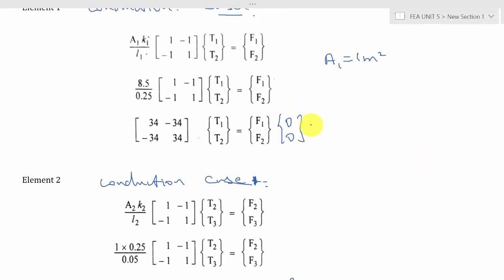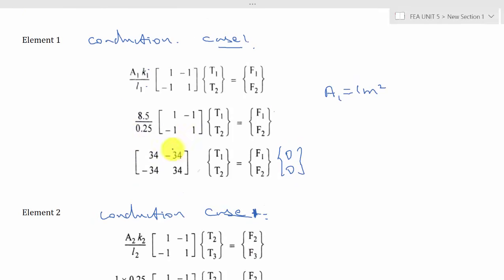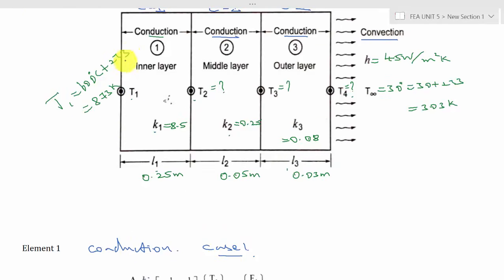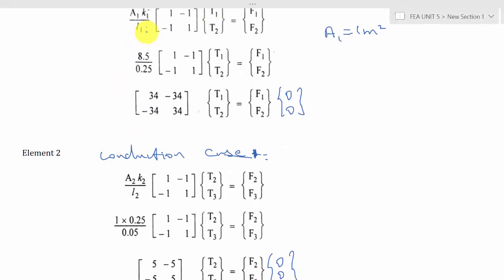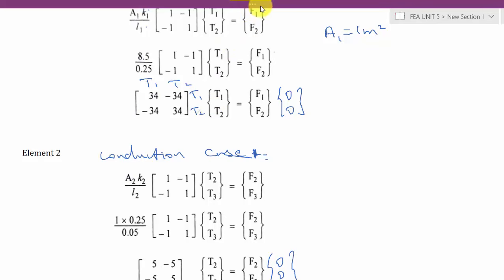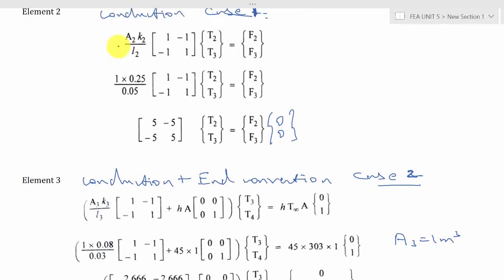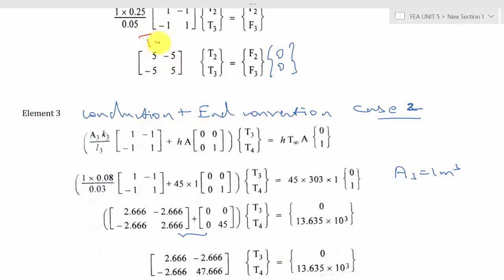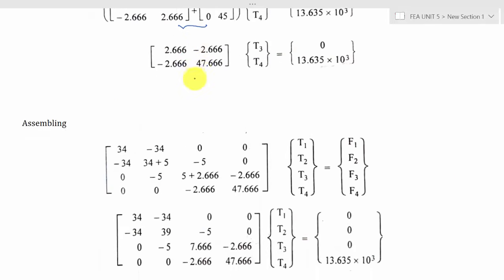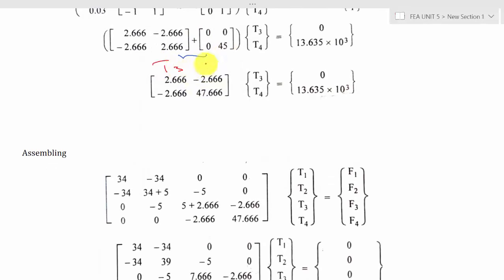Now before going to the assembly, I have to number the stiffness matrices. For element 1 it is T1 and T2, for element 2 it is T2 and T3, for element 3 it is T3 and T4. So this is T1, T2 for element 1. Then for element 2 it is T2, T3. Then for element 3 it is T3, T4.